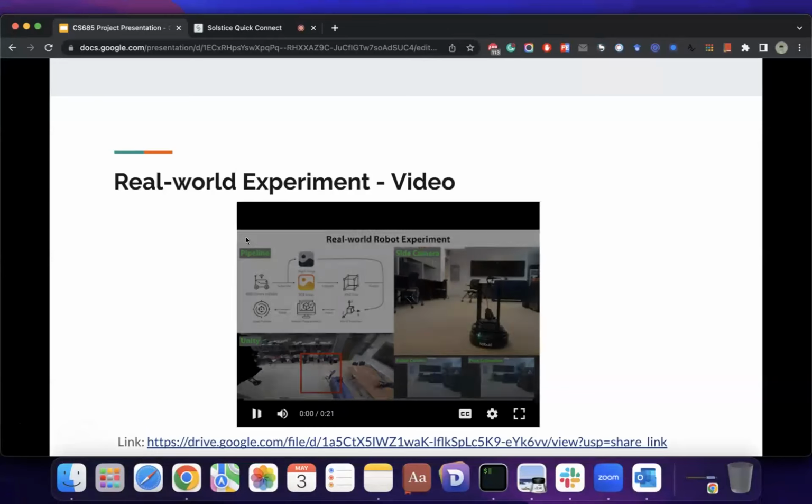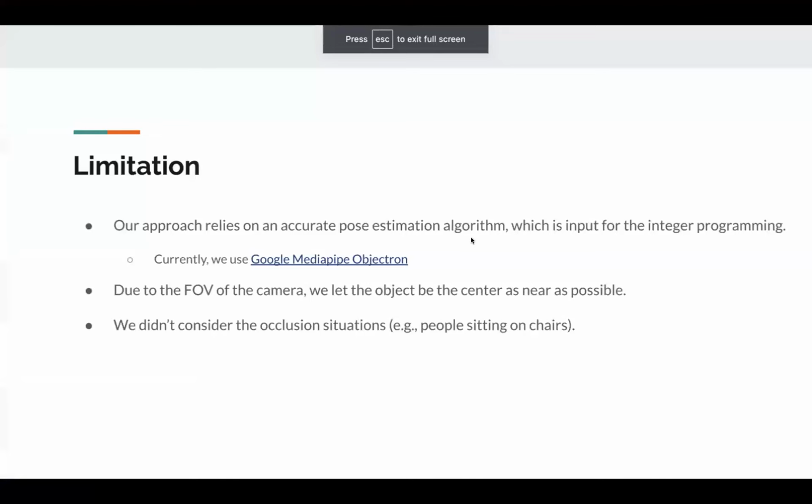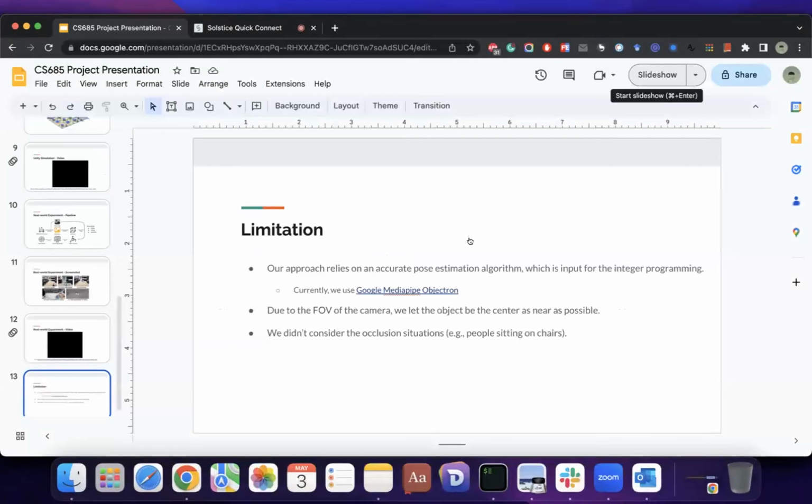So we have one more slide. Here is a limitation. Our approach relies on an accurate pose estimation algorithm, which is the input for the integer programming. Currently, we use Google MediaPipe Objectron. Due to the FOV of the camera, we let the object be in the center as near as possible. We didn't consider the occlusion situation, like people sitting on chairs. Yeah, that's all.